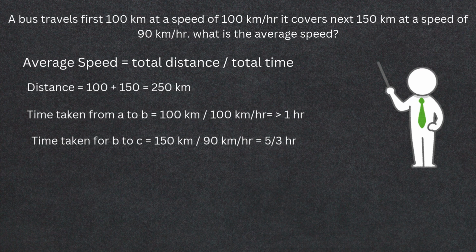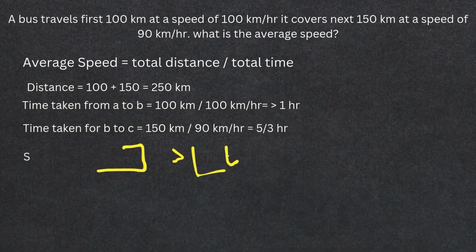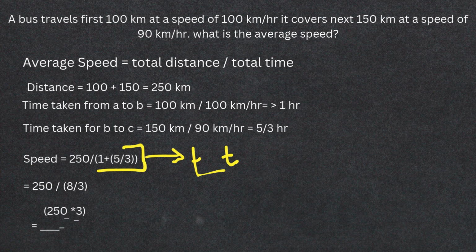So now we can calculate total time. Total time taken for the journey is 1 plus 5 by 3, which is equal to 3 by 3 plus 5 by 3. By using the factor method, we get 8 by 3 hours as an output.